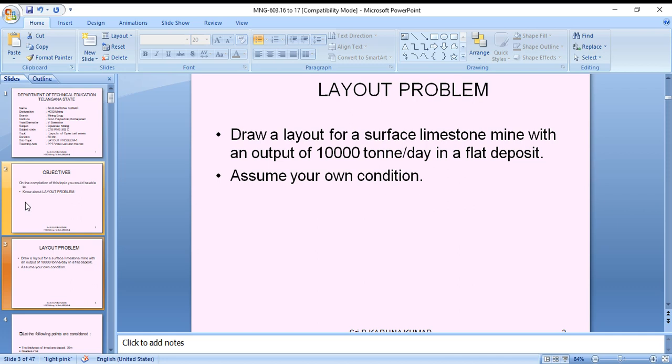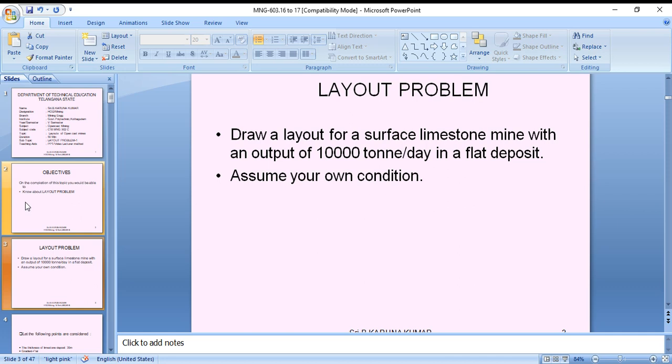Draw a layout for a surface limestone mine with an output of 10,000 ton per day in a flat deposit. So this is the problem given here: a 10,000 ton per day capacity limestone mine that you have to design.